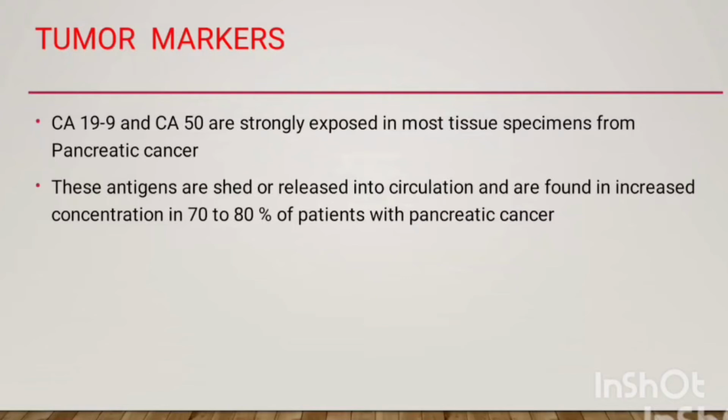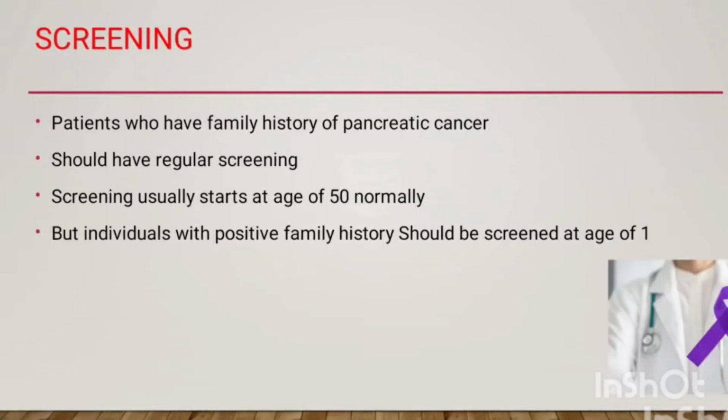How is screening of a pancreatic cancer patient done? Patients who have a family history of pancreatic cancer should have regular screening because genetic causes are also important. Screening usually starts at the age of 50 normally, but individuals who have cases of pancreatic cancer in their family or close relatives should be screened at earlier ages.